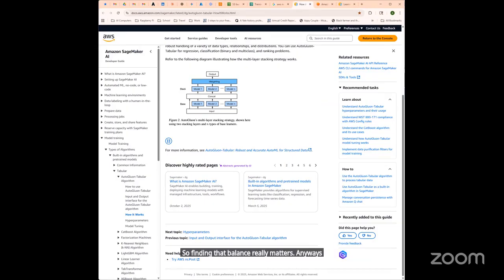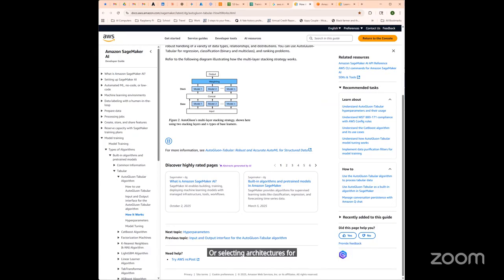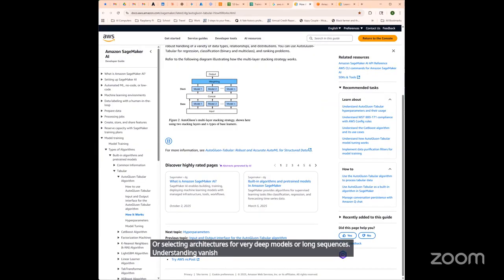Anyways, for the exam, when questions arise asking about training instability in deep networks, choosing between activation functions, or selecting architectures for very deep models or long sequences, understanding vanishing gradients to this degree will guide you to the correct answer.